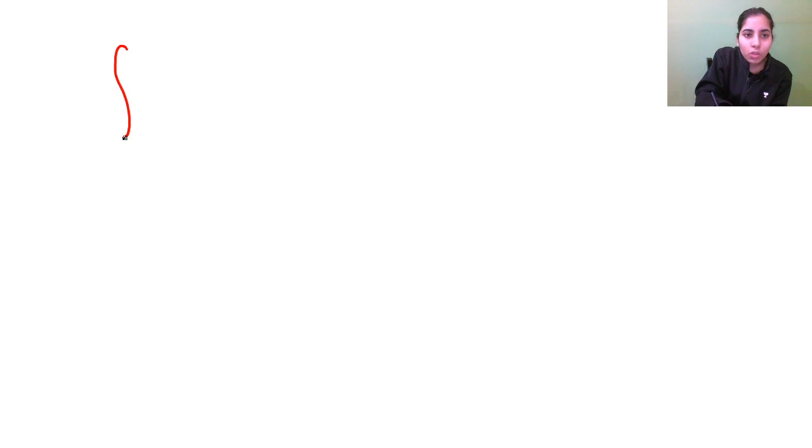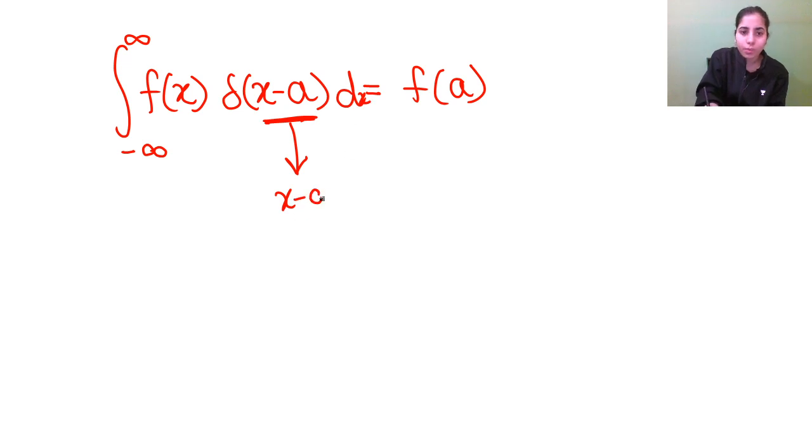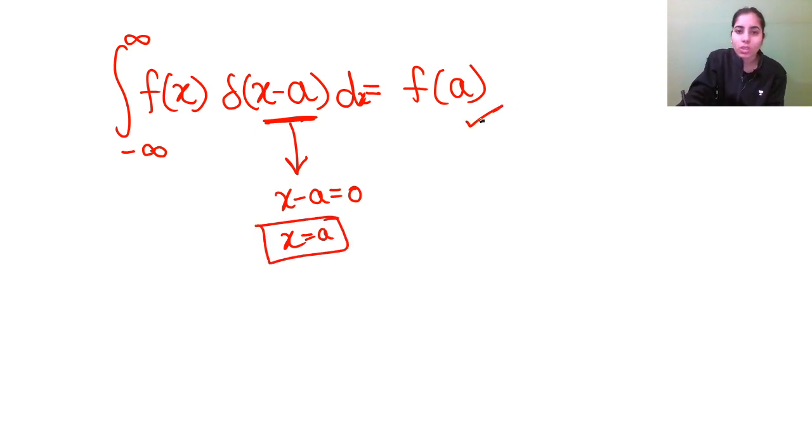Next, the other property of the Dirac Delta function: integration from minus infinity to plus infinity of f(x) delta(x minus a) dx will be equal to f(a). That is the function's value at the point you get after equating the delta argument with 0. If you equate it with 0, you get x is equal to a. So at this point, you write the function's value, and this is how you get the answer for this kind of integration.